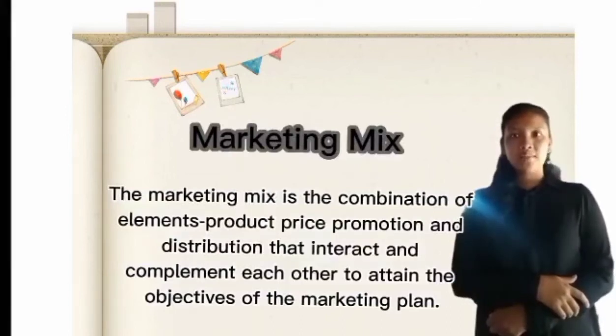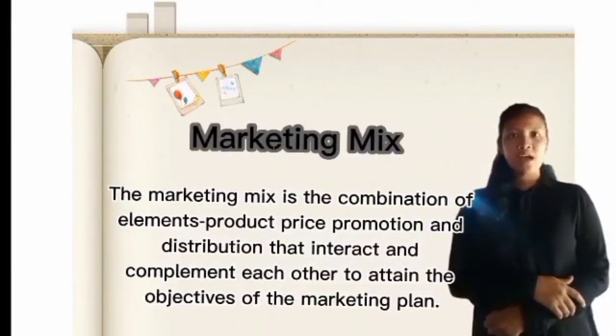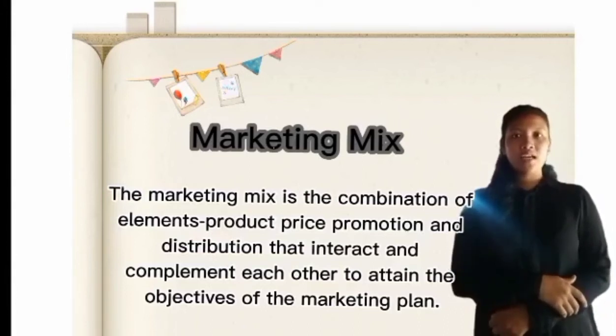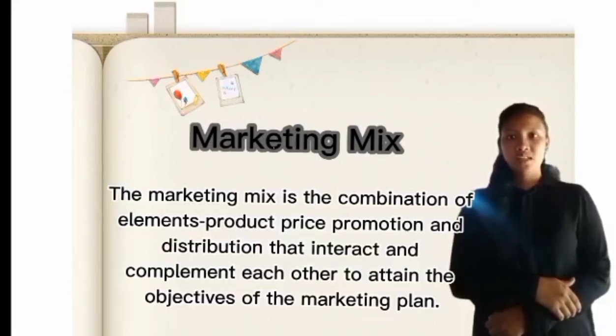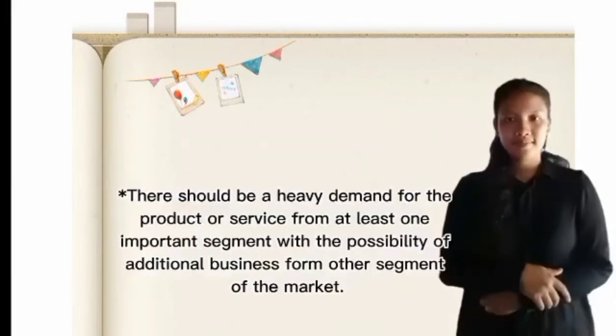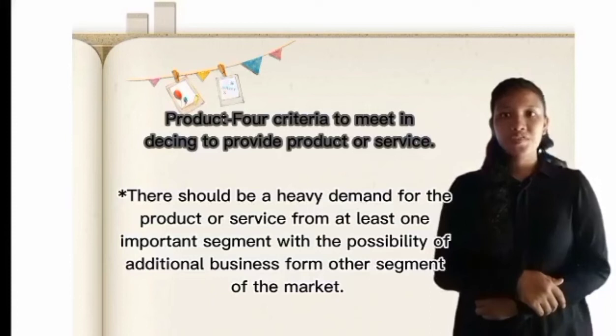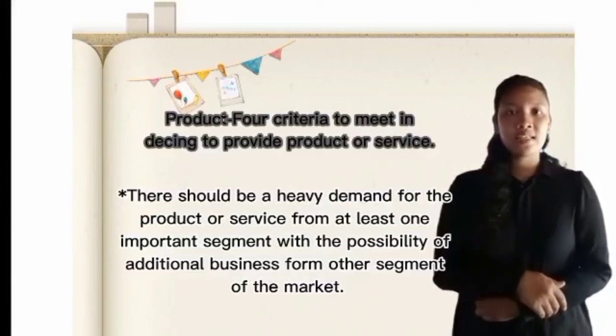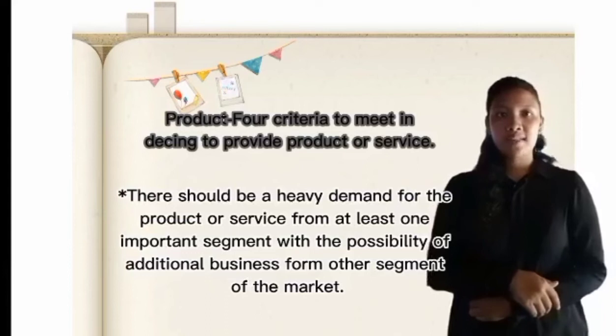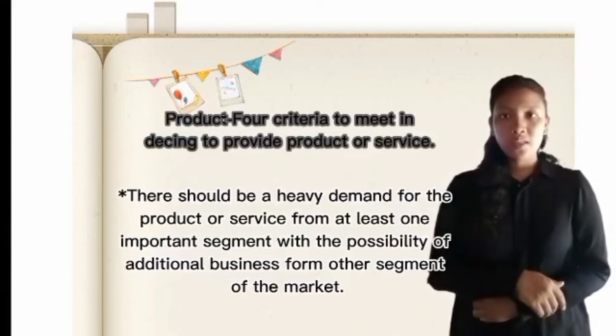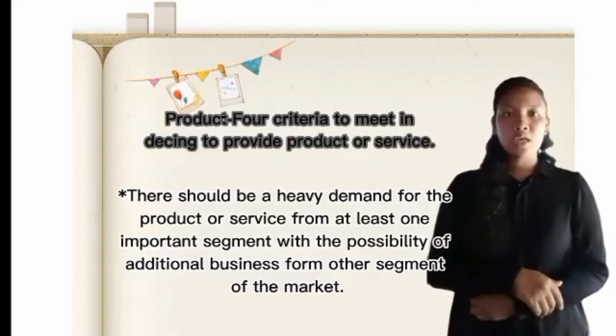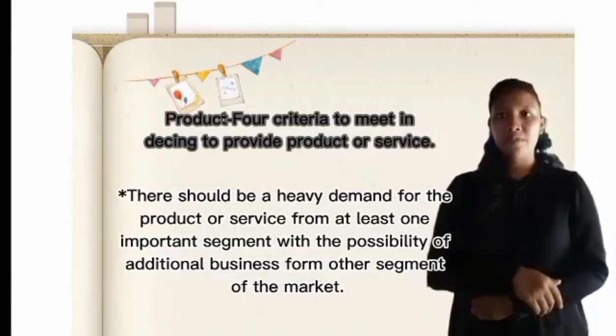Marketing mix. The marketing mix is the combination of elements: product, price, promotion, and distribution that interact and complement each other to attain the objectives of the marketing plan. Product. Four criteria to meet in deciding to provide a product or service. There should be a heavy demand for the product or service from at least one important segment, with the possibility of additional business from other segments of the market.